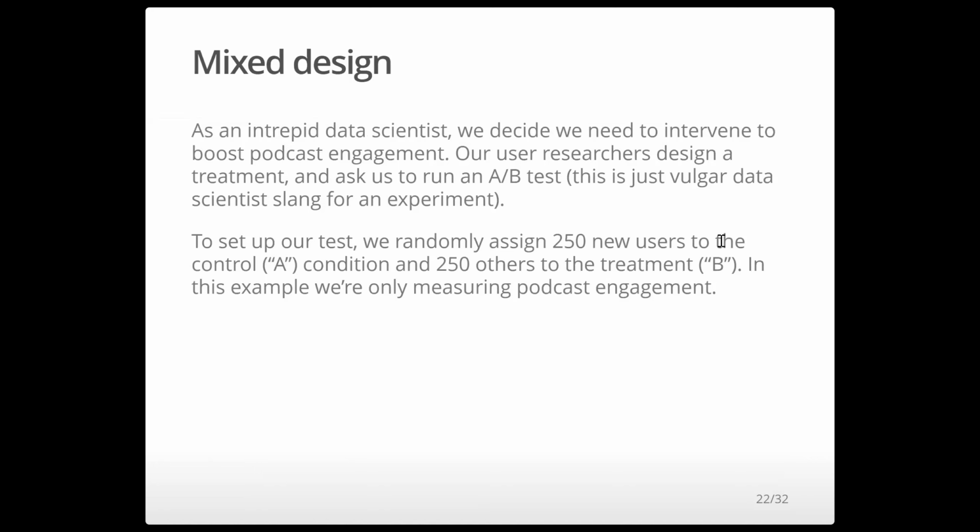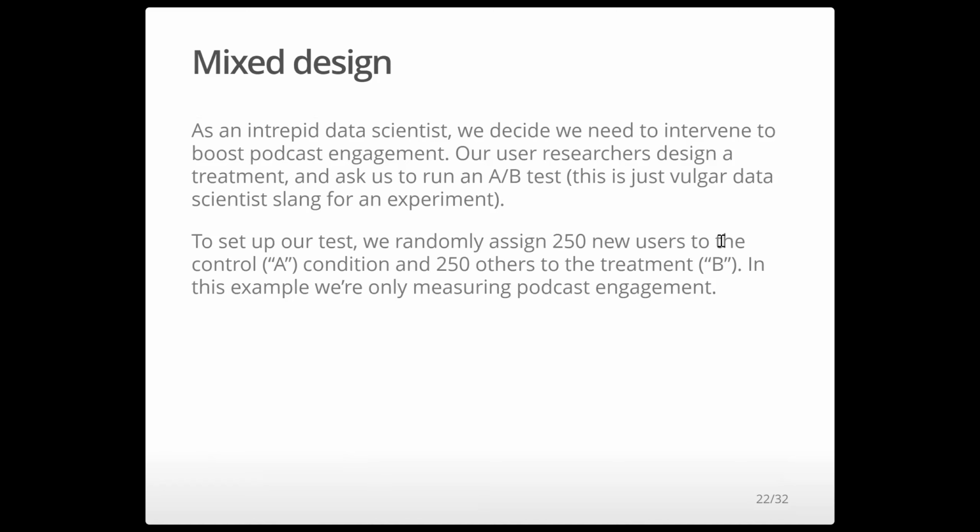So we've sort of figured out that we need to intervene and boost podcast engagement. It seems like music engagement ticks up as people use Spotify more, but we're not seeing an increase in podcast engagement. So our user researchers, who are another team of people working on this stuff, design a treatment and ask us to run an A/B test.